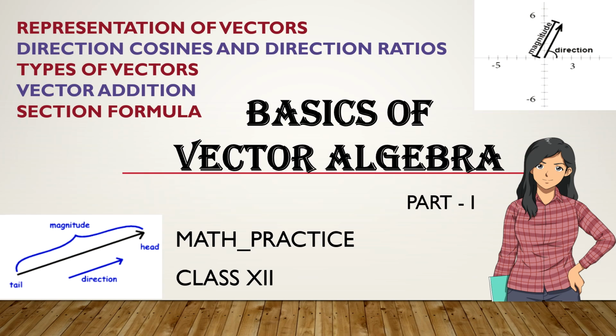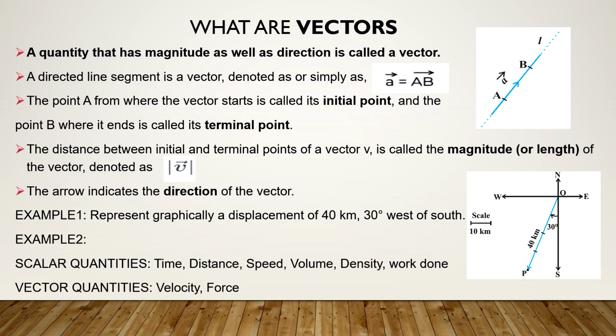Hello students, we often use vectors in physics, so today let us study the basics of vector algebra. So what are vectors? A quantity that has magnitude as well as direction is called a vector. That means a vector is simply a line segment which is directed. You generally denote it by an arrow.